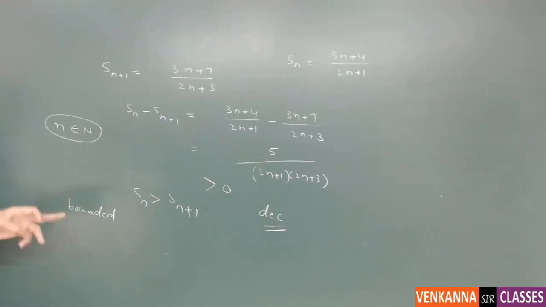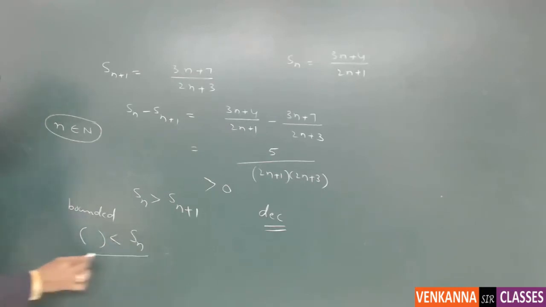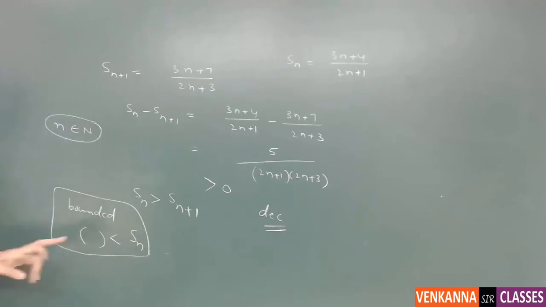So to say that it is bounded, I should know the lower bound of this sequence. In other words, you should be able to specify that every term in the sequence must be greater than something, so that you have identified the lower bound for this sequence. One lower bound is enough. Now, how to find it? Can I proceed now? Okay.